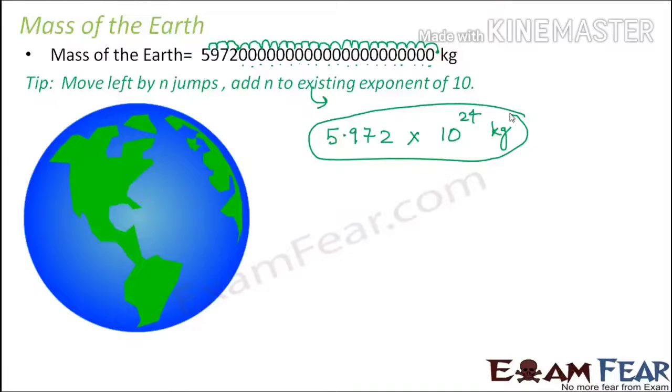So it was very simple. We just moved left by n jumps and then added n to the existing exponent of 10. So here the value of n was 24.